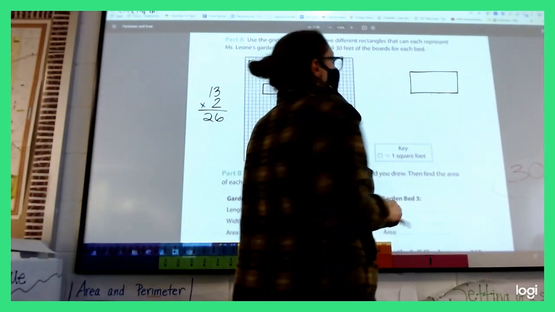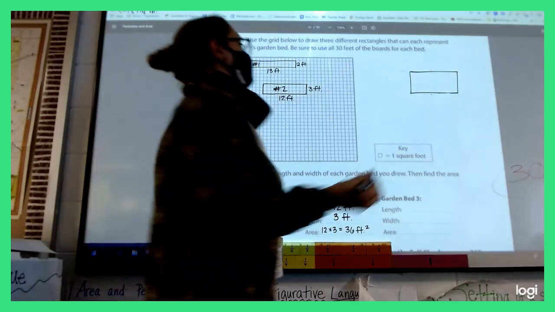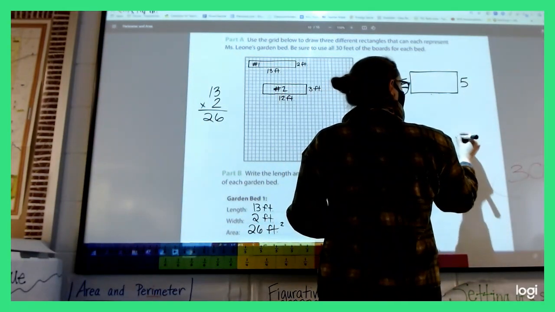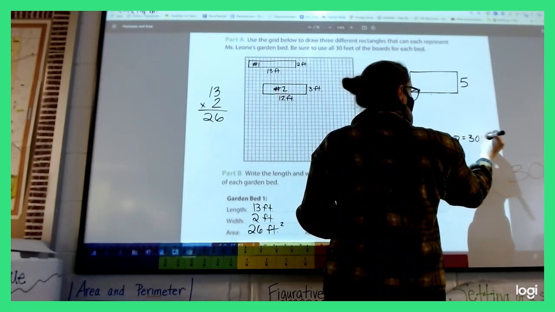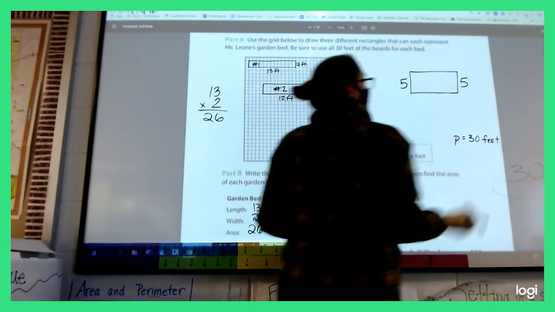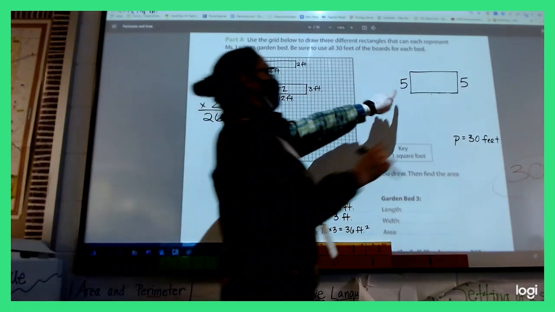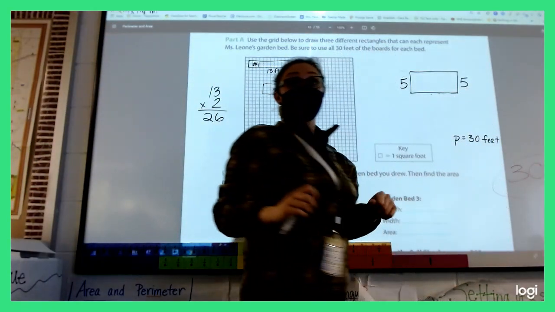And Josiah said, let's just try a width of 5. Okay, so we label our 5s for our width. Oh, I erased my perimeter. My perimeter has to be 30 feet. Okay, so we know so far, with just the width, we've used up how many feet of our perimeter?